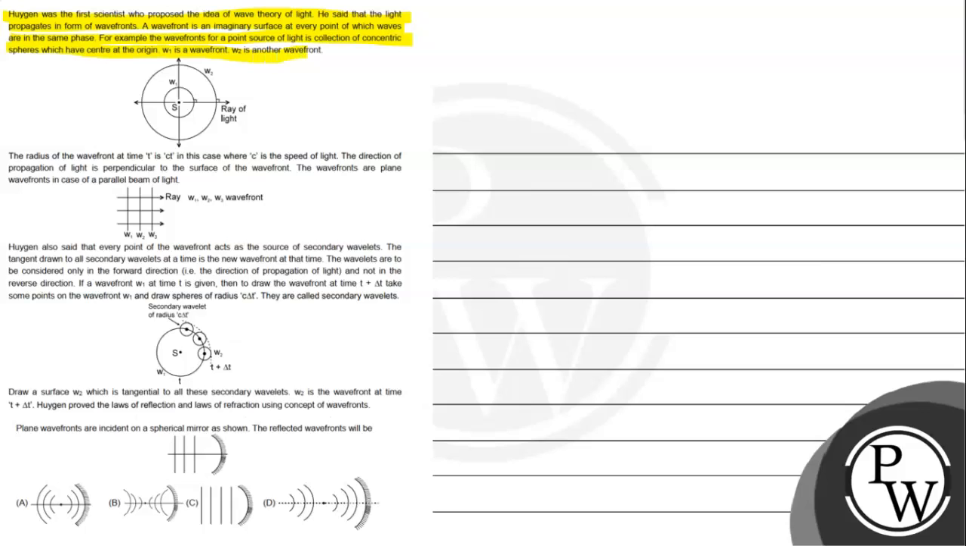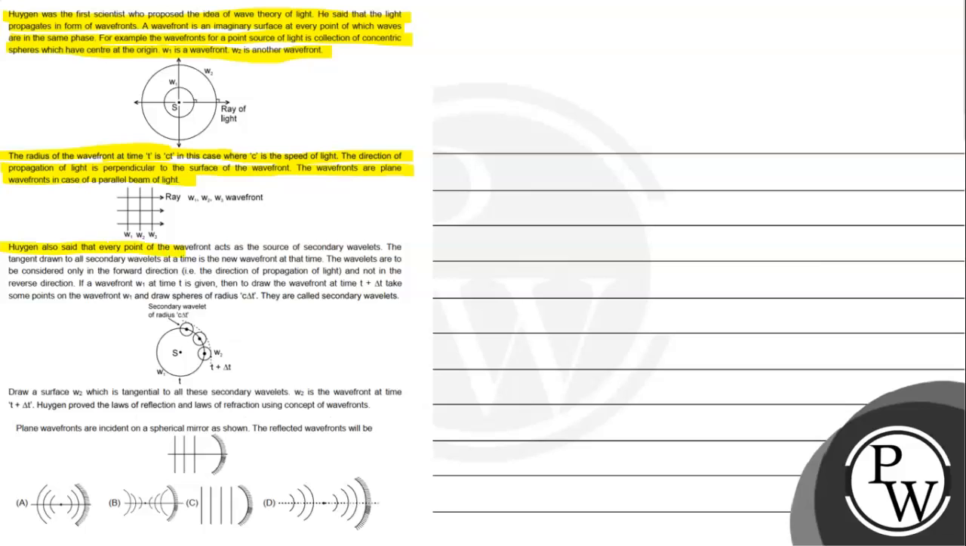W1 is a wavefront and W2 is another wavefront. The radius of the wavefront at time t is c into t, where c is the speed of light. The direction of propagation is perpendicular to the surface of the wavefront. The wavefronts are plane wavefronts in the case of a parallel beam of light. So here we can see W1, W2, W3 are wavefronts.